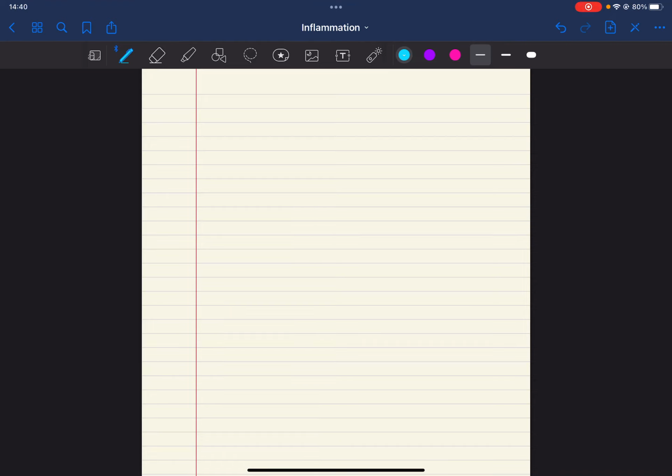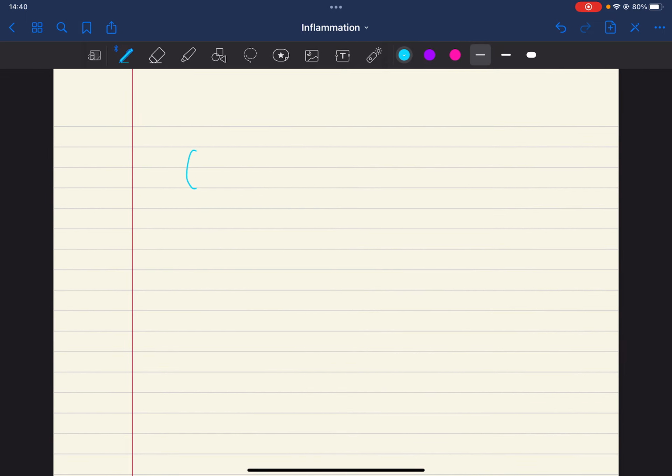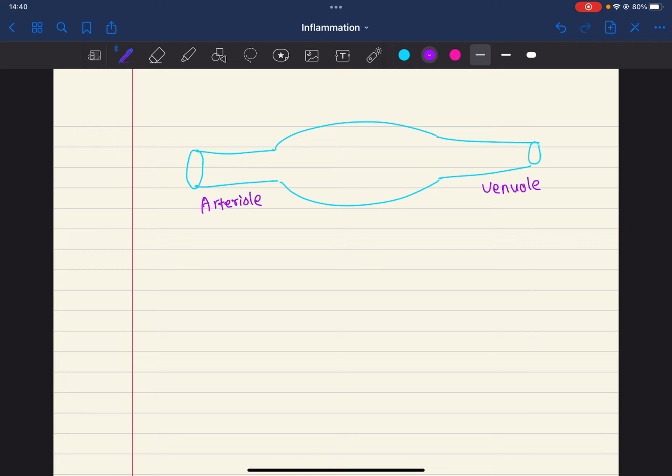Okay, we discussed up to the vascular events of inflammation. So let me recap very quickly before jumping into another topic. This was our capillary network. This was the arteriole, this was the venule side, and we initiated with the tissue injury.